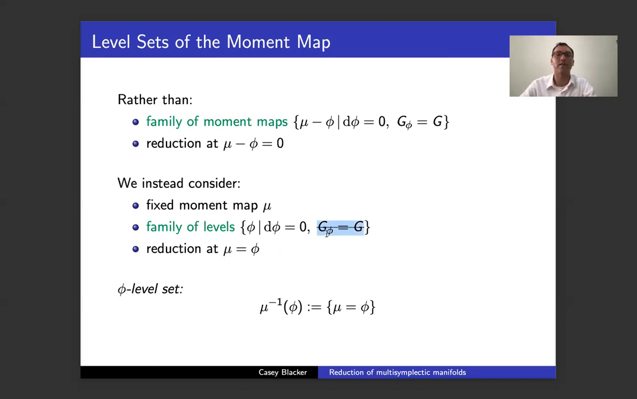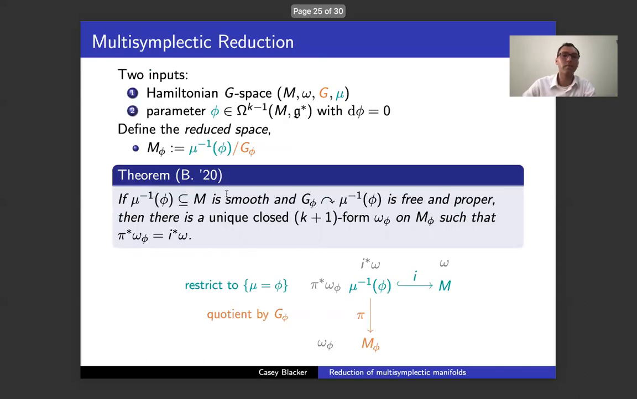We'll account for that later, and then we'll define a reduction at mu equal to phi. So now we have to say what we mean by a phi level set. It's just the equalizer on M of mu and phi. That is, the phi level set of mu consists of those points on M at which the value of mu is equal to the value of phi.